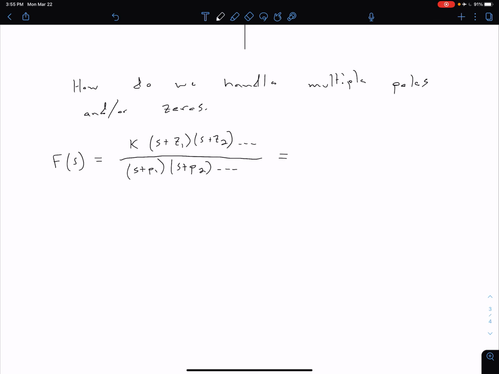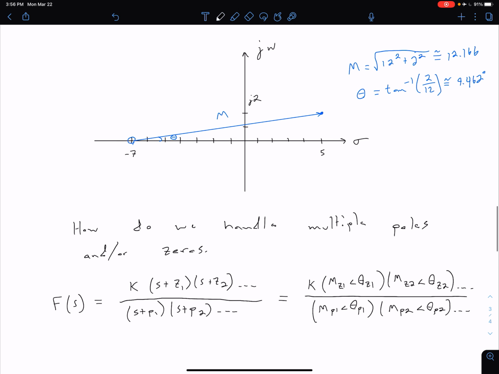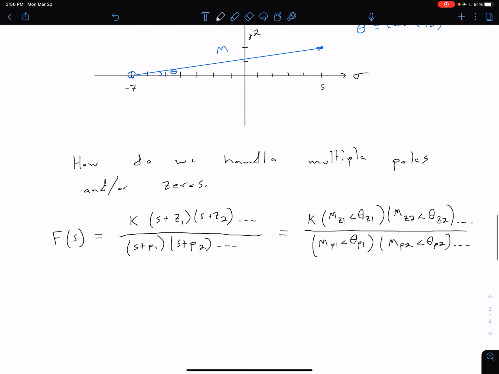So what we can do is rewrite this a little bit, and change each zero or each factor to be in terms of a magnitude and angle, similar to what we did up here. So we still have this gain factor out front, but now instead of z1, let's say we have magnitude Mz1, angle theta z1, and we're multiplying that by Mz2, angle theta z2, and we have that same thing for however many zeros we have. Similar thing in the denominator: magnitude Mp1, angle theta p1, and magnitude Mp2, angle theta p2, so on and so forth for however many poles we have. Okay, and so again, all I've done is switch to this polar representation as opposed to our standard zero and pole representation.